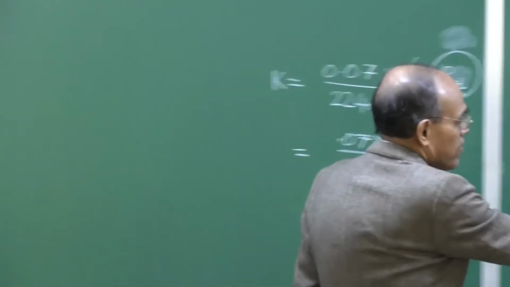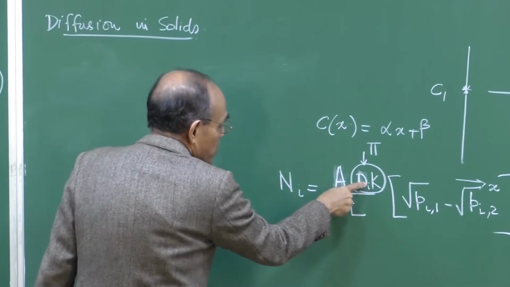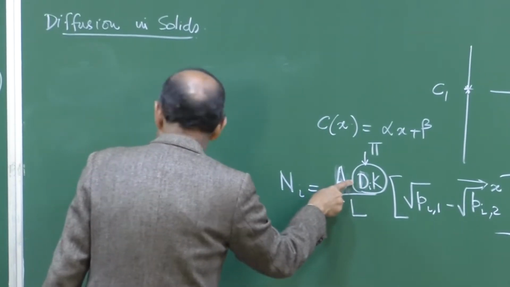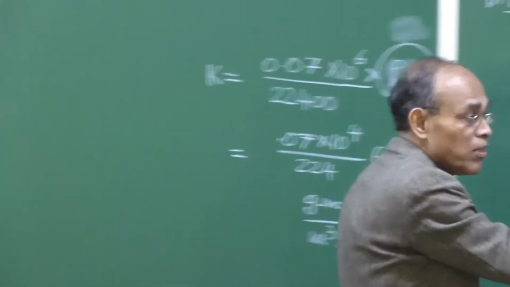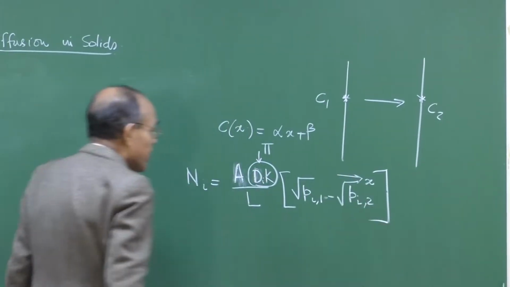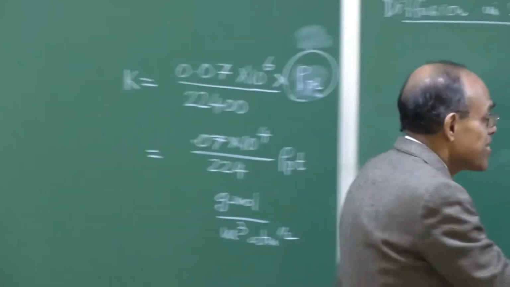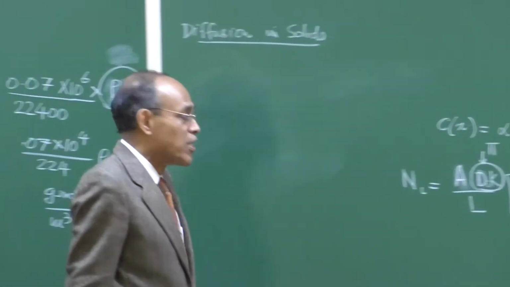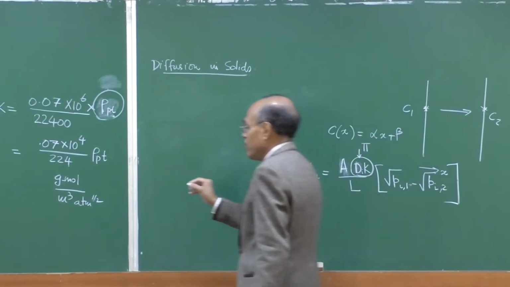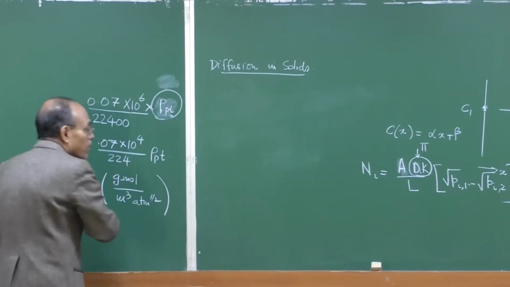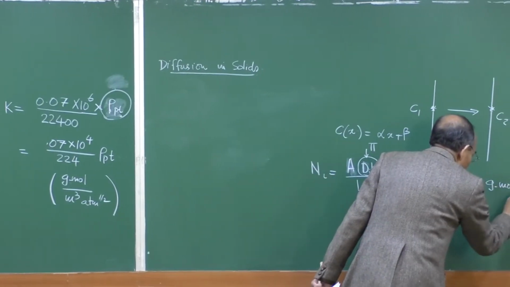Now, if you look at it here, for example, your area is meter square, diffusion coefficient is meter square per second, L is meter. So, you have a meter cube. That meter cube and this meter cube will cancel. This atmosphere raised to the power half with this atmosphere raised to the power half will cancel out. What you are going to be left with is gram mole by second, and that second comes from the diffusion coefficient. So, if you substitute K in this unit, this should come out to be in gram mole per second.